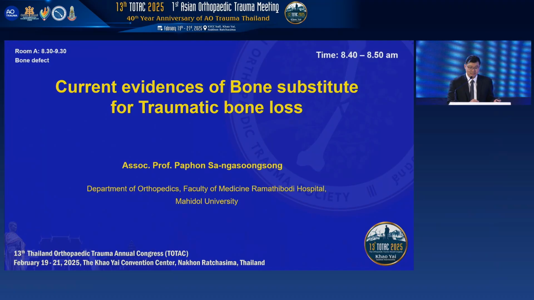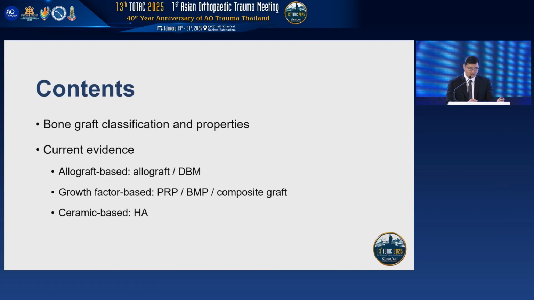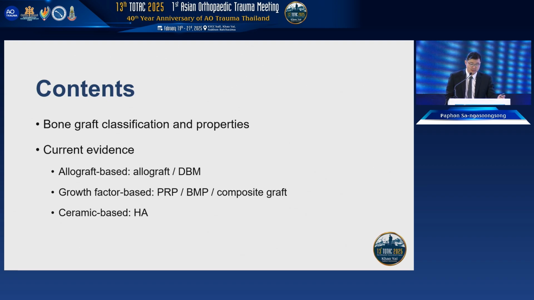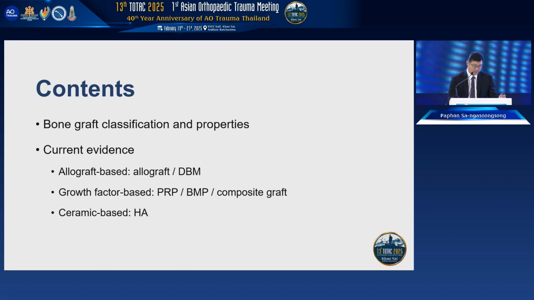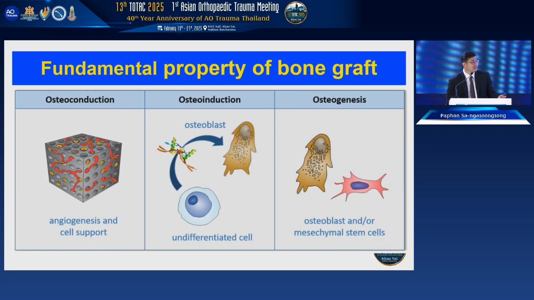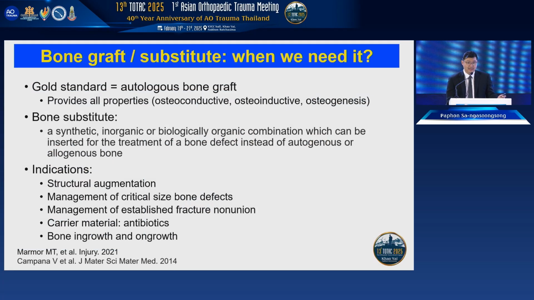Let's start. My topic is the current evidence of bone substitute for traumatic bone loss. Today, we will talk a little bit about bone graft classification and properties, and then go to the current evidence of each commonly used bone graft in trauma nowadays. You all know that the fundamental properties of a bone graft are osteoconduction, osteoinduction, and osteogenesis. Nowadays, the gold standard is the autologous bone graft. Indications for bone graft are structural augmentation, critical-size bone defects, and fracture non-union, as a carrier material for things like antibiotics, and for bone ingrowth and ongrowth, like in prostheses.